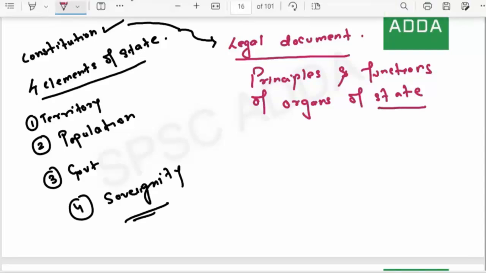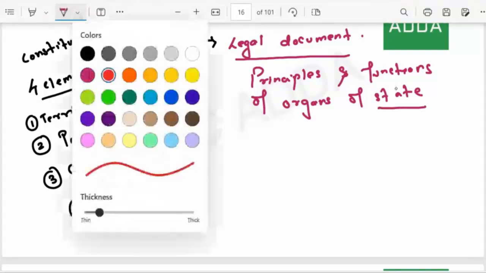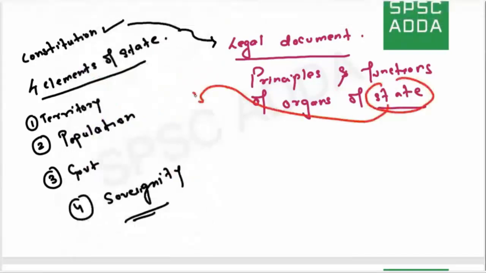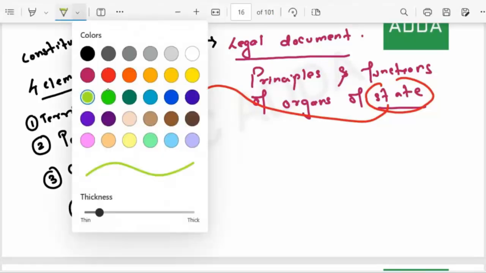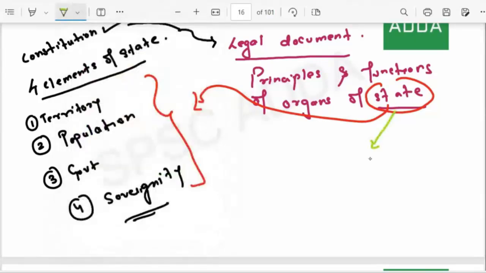Yes, sir. Now, tell me, state has 4 elements. You are also clear with this. Now, my question is, when I told you about organs of state, I said there are organs you can consider A, B, C, right? And the constitution defines the functions and principles of these organs. Now, my question is, what are the organs of state?